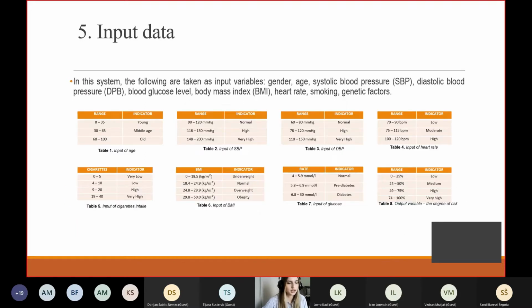Okay, this is my input data. In this system, the following are taken as variables: age, systolic blood pressure, diastolic blood pressure, heart rate, glucose, the degree of risk, body mass index, and cigarette intake. The linguistic variable gender is an input and has values male or female.